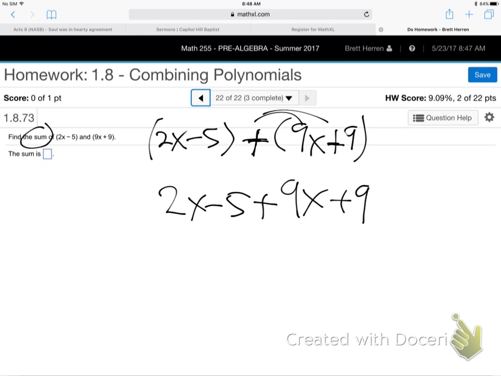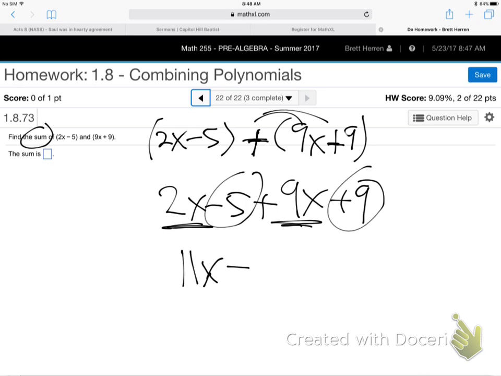All right, so then what do we do? Just combine like terms. We don't need to change signs, but we do need to combine like terms. 2x and 9x is 11x. Minus 5 and plus 9 is plus 4, and we're done. Now, if you lose $5 and you gain 9, you gained 4. Is that good? Is that making sense on that?